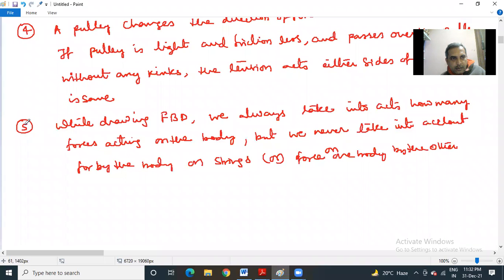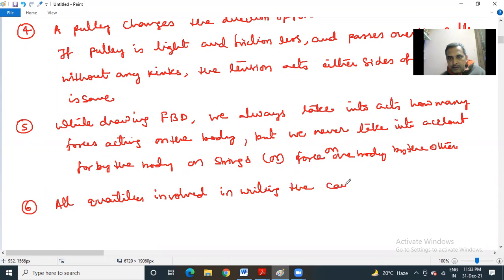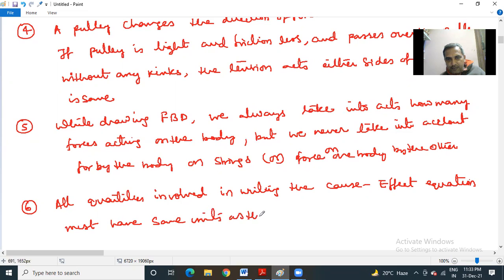Sixth point. All quantities involved in writing the cause effect equation must have the same units as that of force.